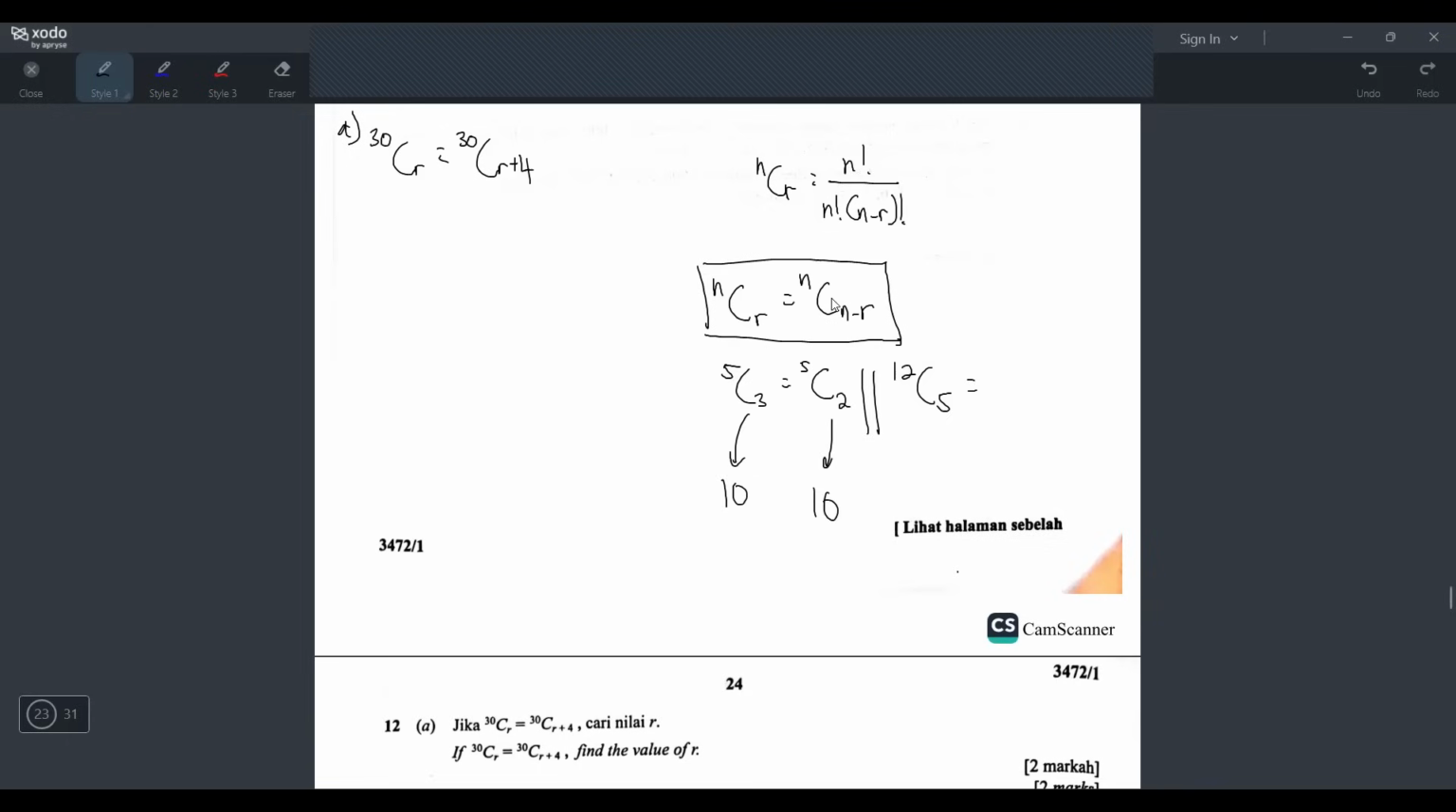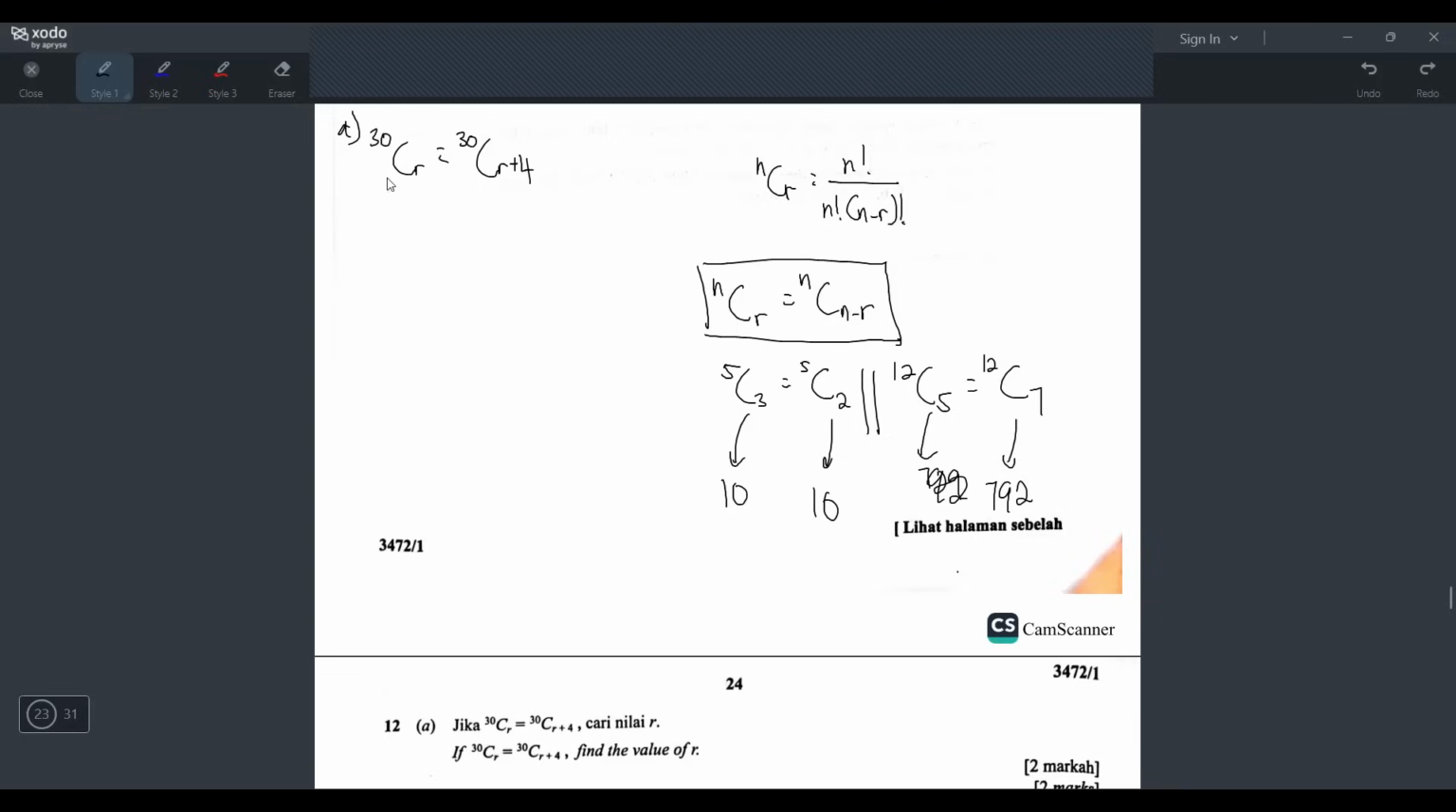All right, so 12C5 is actually equal to 12C. 12 minus 5 is 7, right? And if you tekan this, yeah, you will get the same. So let's try 12C5 and 12C7. So yeah, they both give you 792, right? So it means this formula really works, right? It means that NCR is always equals to NCN minus R.